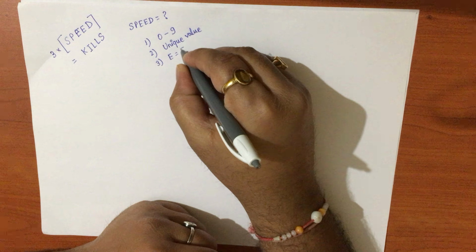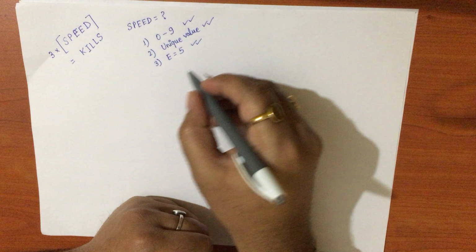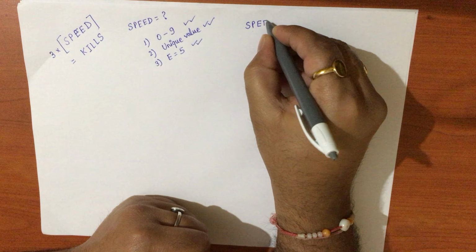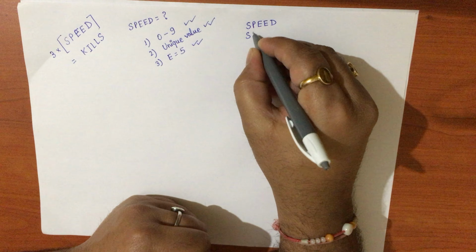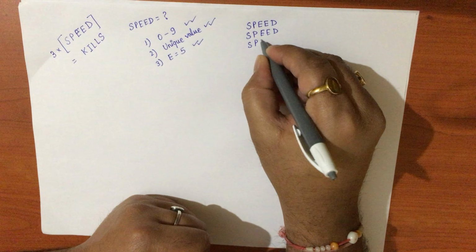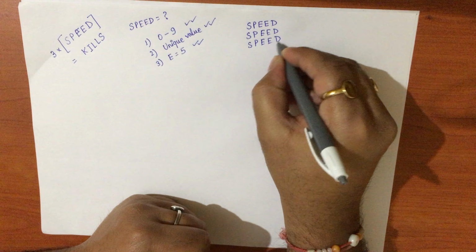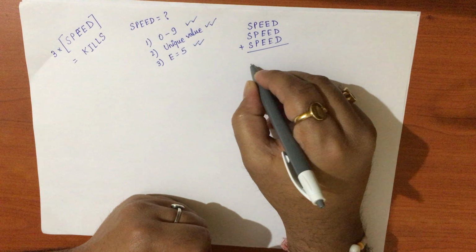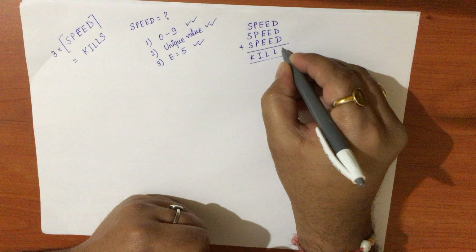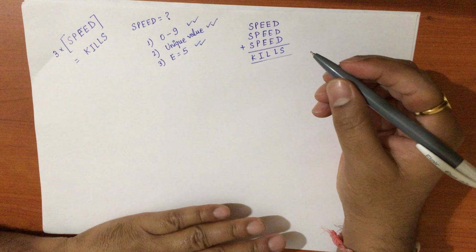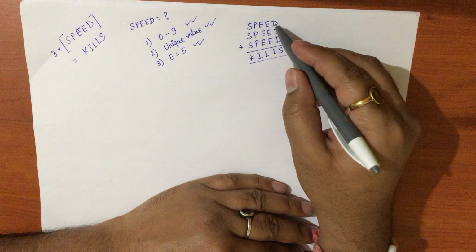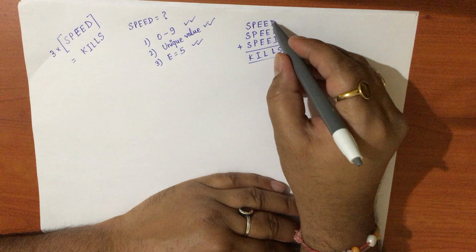Now to solve this, the data that we have is an equation given as SPEED plus SPEED plus SPEED. If we add these up, this gives us KILLS. So let's take up this summation.